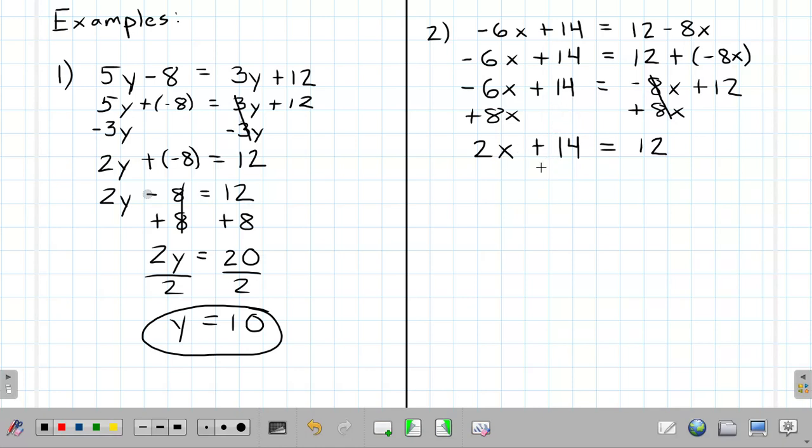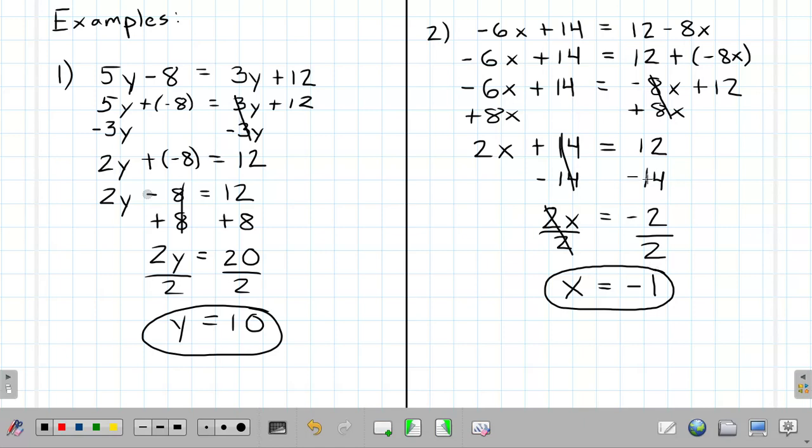And once again, we just have a two-step equation where we subtract 14. 2x is equal to -2. And then we just divide by 2. So we get x is equal to, once again, those go away, -2 over +2, it's a -1.